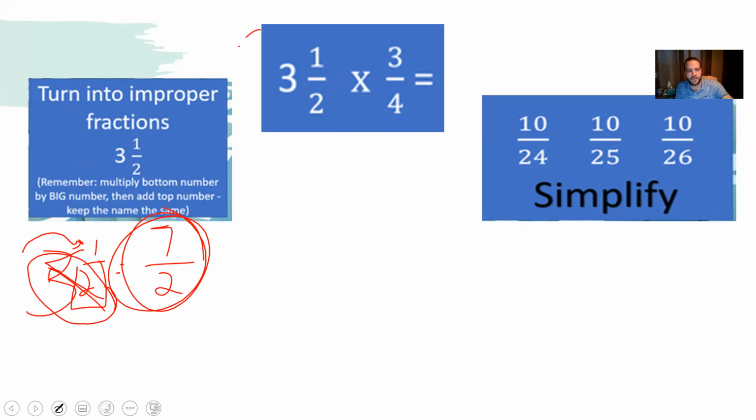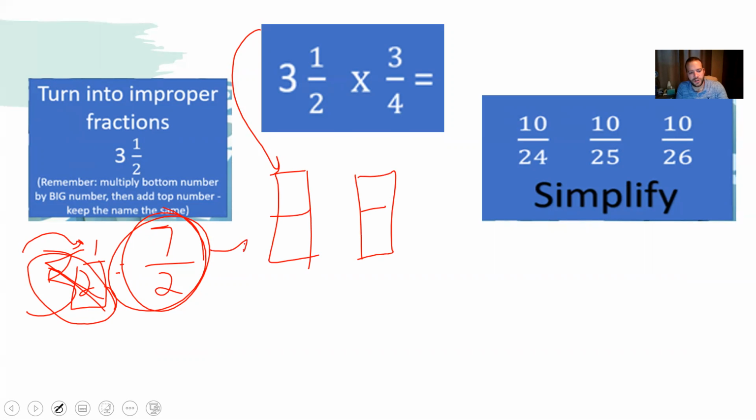Now, for the second challenge question, I already did the first step, because when you multiply fractions or mixed numbers, you have to turn them both into fractions. So 3.5 has to be converted into just a fraction by getting rid of the whole number. So in doing so, you get 7 halves. And we're going to multiply that by 3/4, and it looks like that. Now we can multiply across. So 7 times 3 is 21, and 2 times 4 is 8.